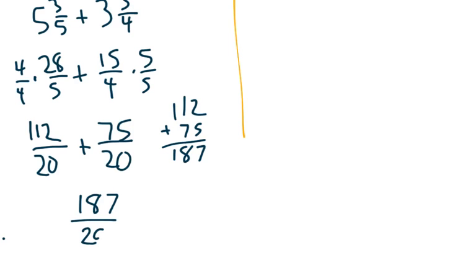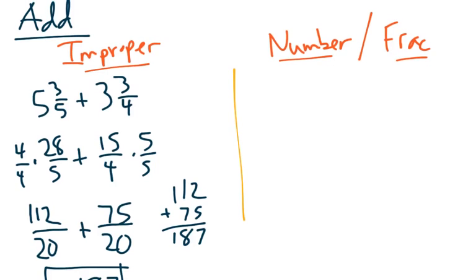187 over 20. Again, a bit of an awkward number, but it's the answer. And we will box it and walk away. And the beautiful thing when we're dealing with improper fractions is that we can leave things as improper fractions. We don't have to do anything else with it. Now, like I said, there's another option.